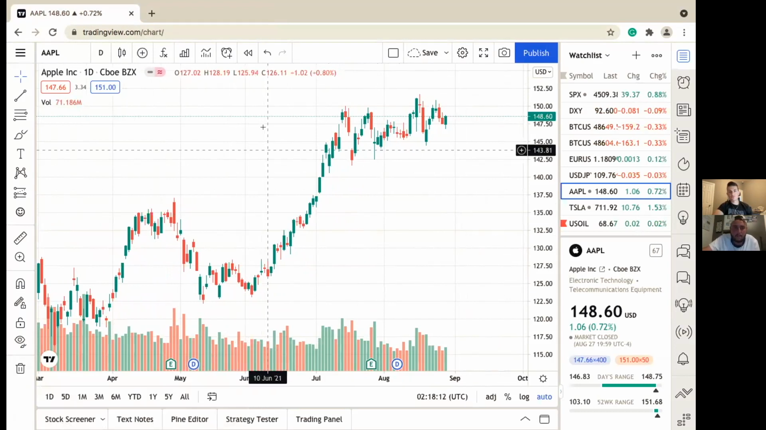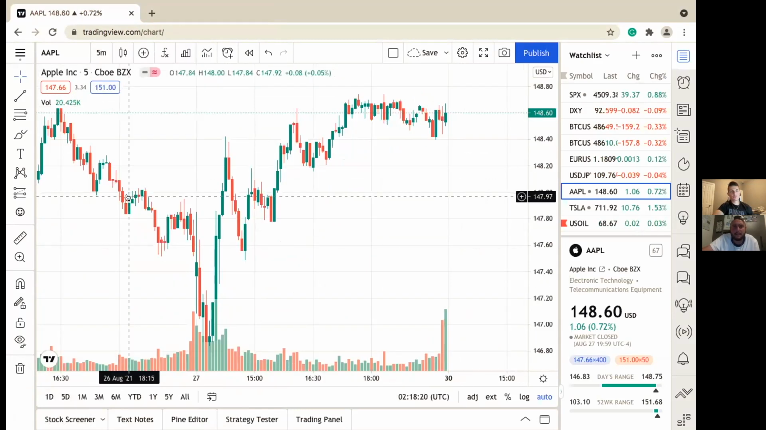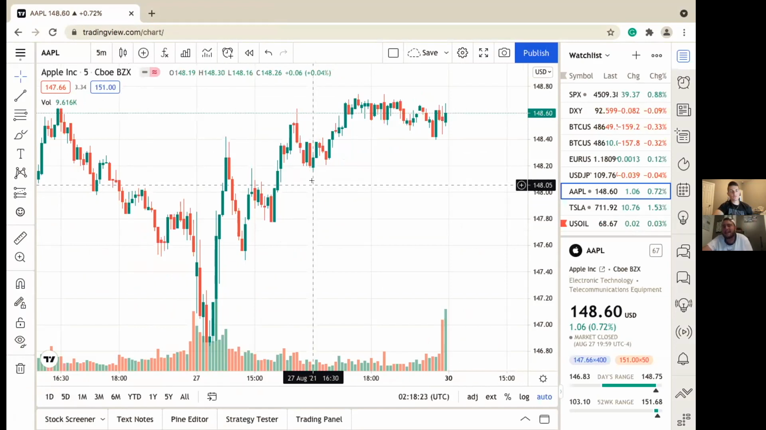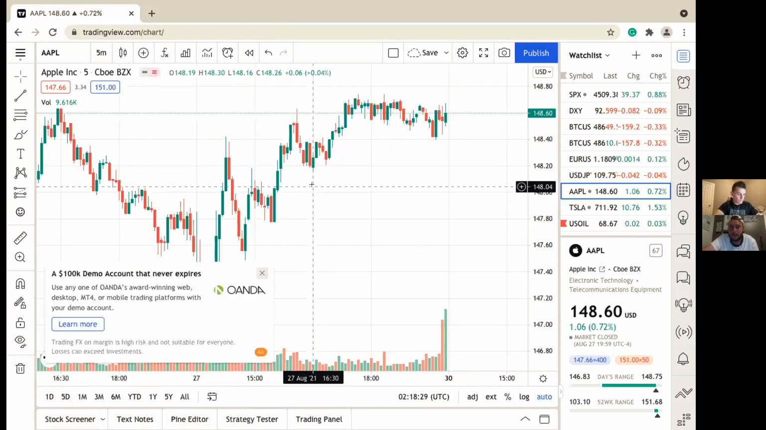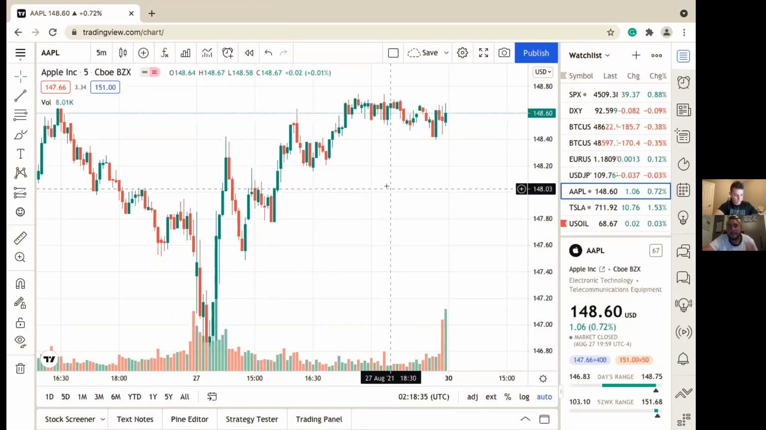Okay. So first of all, we want to change the day chart to 5 minutes. Let's click at 5 minutes. We're always analyzing 5 minutes. Why? Because we always take 3 to 5 minute trades. So I prefer to analyze on a 5 minute chart. And you guys don't even need to pay for TradingView. The strategy that I'm about to show you guys, we just need 3 indicators.